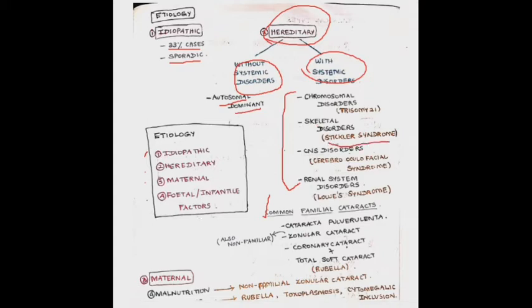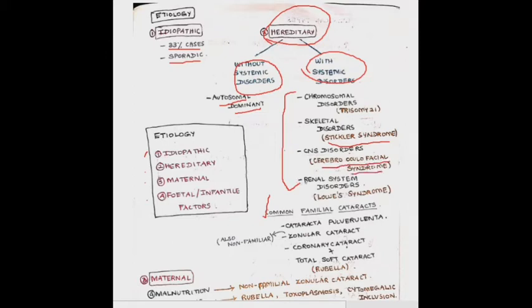Stickler syndrome mainly includes features of cataract. In the ear, it causes hearing loss. In the face, it causes flattening of the face and other problems related to these. This is Stickler syndrome. Then CNS disorder. In CNS disorder, cerebro-oculofacial syndrome can be associated with cataract.